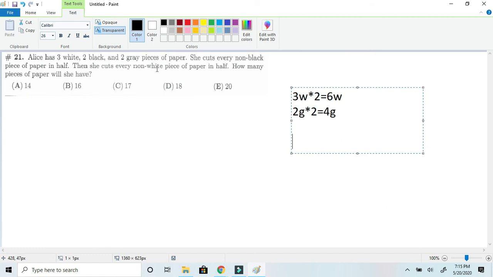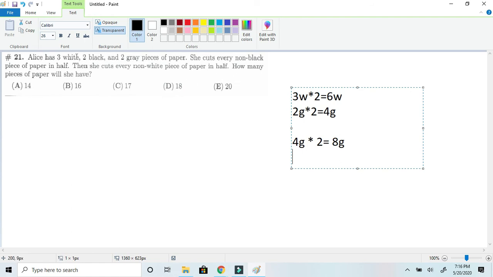Then she cuts every non-white piece of paper in half. Okay, so this time we're not going to be cutting the white pieces of paper in half. Instead, the only paper we're going to be cutting is the black and gray. Okay, so the gray one, since we already have 4G, because of the last multiplication we did, 2g times 2 is equal to 4 gray pieces of paper, we already have 4 gray. Next, we have to do times 2. So let's just do that, and we will get 8 pieces of paper.